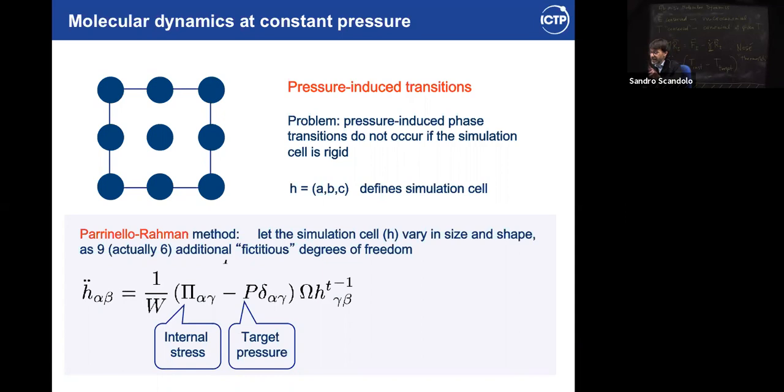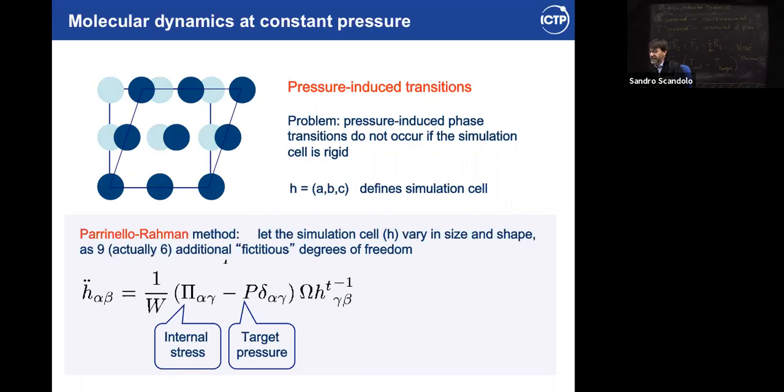So H here is the matrix that defines the three vectors that define the simulation box. And you're giving now the freedom to the simulation cell to vary in shape, you see. And with a dynamics, and what you see at the bottom is the dynamics of the cell now, of the H matrix, which is driven by the unbalance between the instantaneously calculated stress tensor, the equivalent of the instantaneous temperature in constant temperature simulations, and the target pressure that you want to achieve.